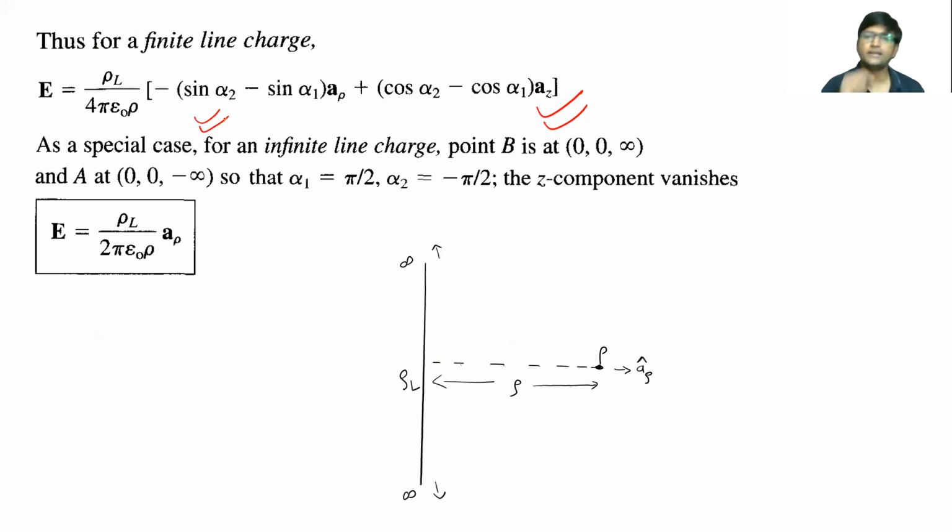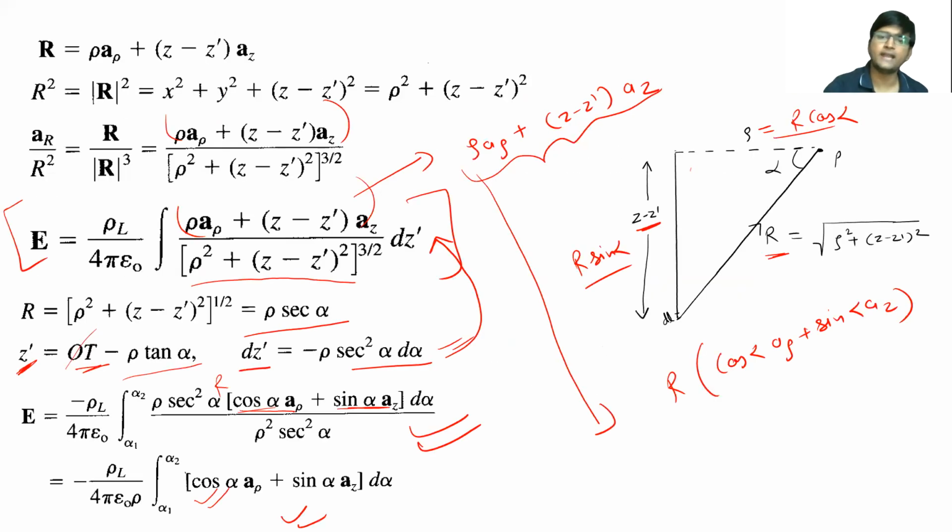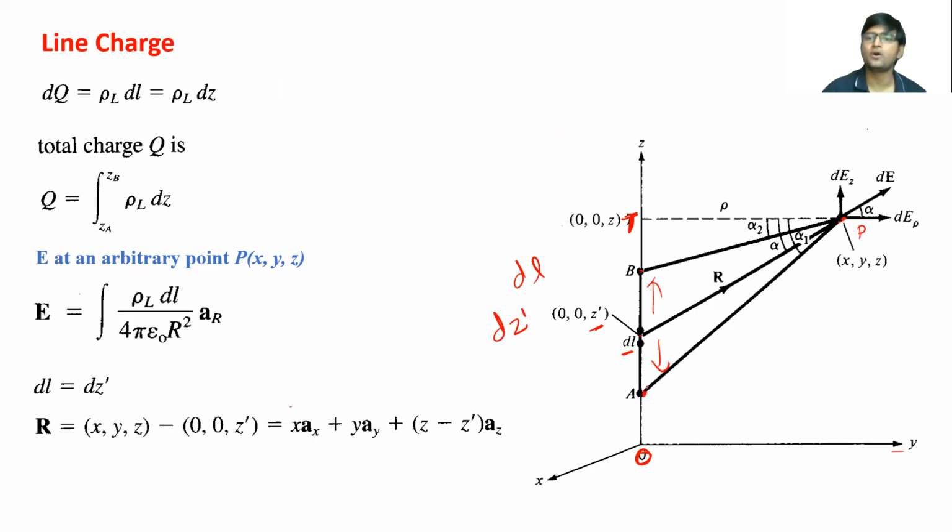Now, in the general case, if you talk about the questions in your semester exam or in the GATE or ESE, there will be a straight line which is infinitely large, and you have to calculate the electric field at a particular point which is at a distance rho from that particular straight line. So in that case, if this line is infinitely long, what will happen to alpha 1 and alpha 2? Can you imagine? This A point will go to minus infinity and this B point will go to plus infinity. So in that case, this alpha 1 will become how much?